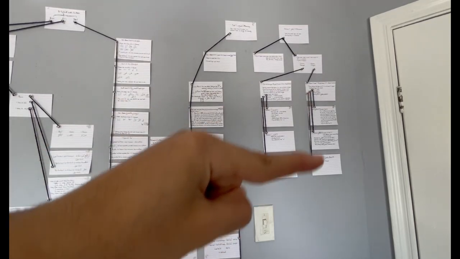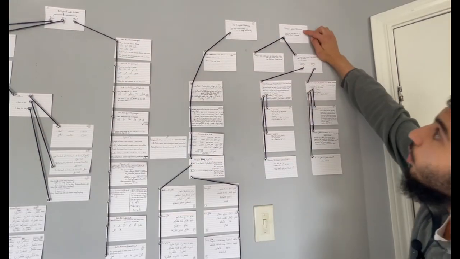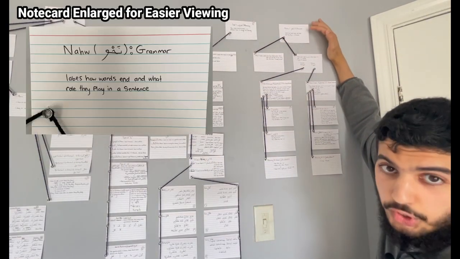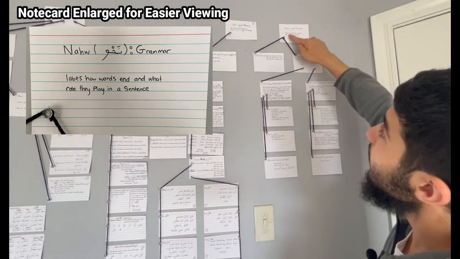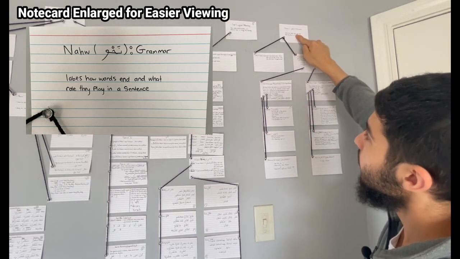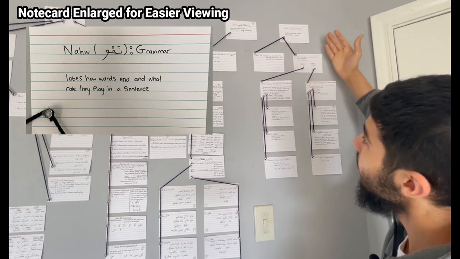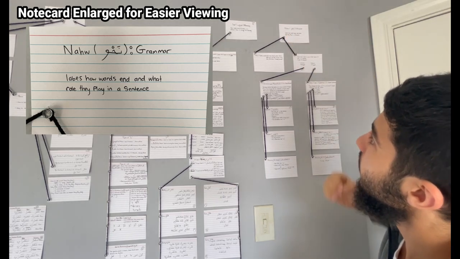That's all you need to know. You know this, and that's pretty much it with Nahw. That's it. What is Nahw? Nahw is grammar, pretty much. But what is even grammar, even in English? What is grammar? It labels how words end, at least in Arabic, and what role they play in a sentence.